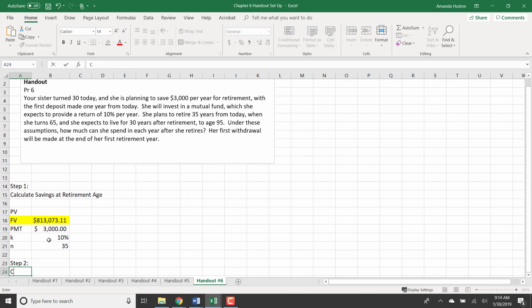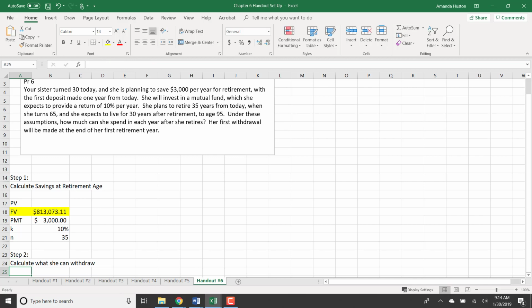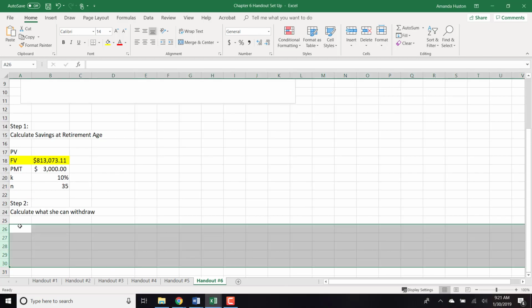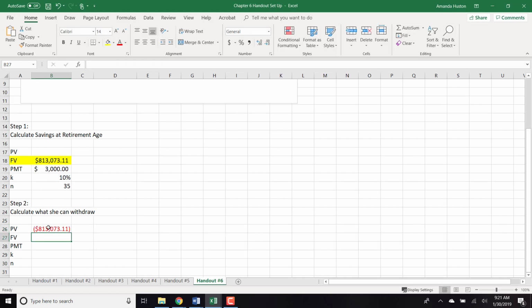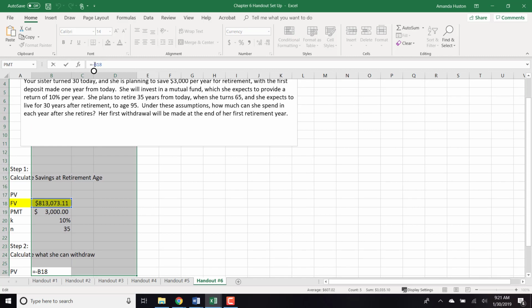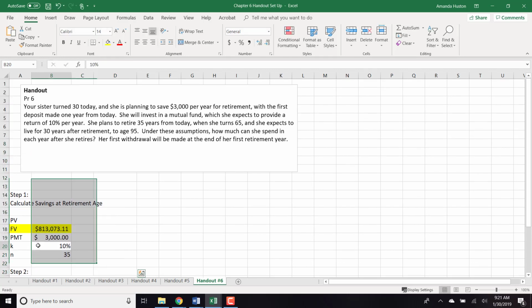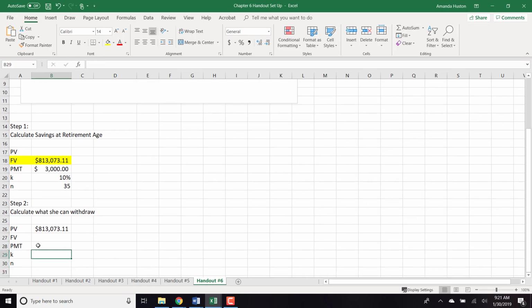Step 2, calculate what she can withdraw. All right, so we're going to calculate what she can withdraw. So we're going to set up the second time value of money problem, PV, FV, PMT, K, and N. So our present value technically equals the number that we solved for up here. I'm going to put that in present value. Right. So our present value equals the number we solved for up there.